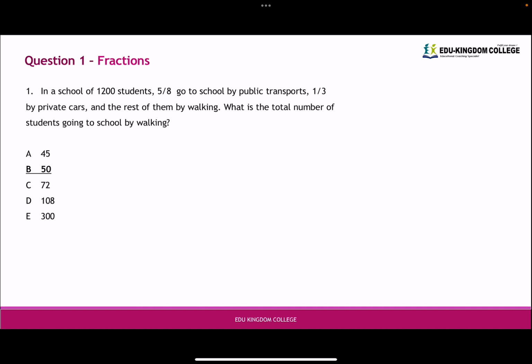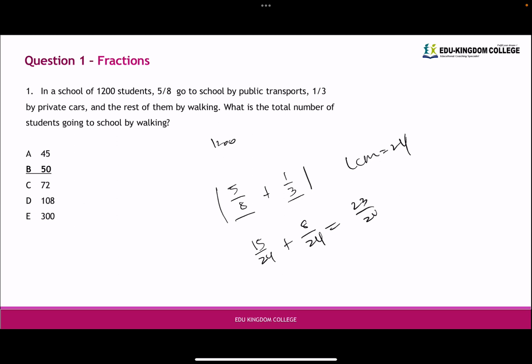Now, the first question we're going to look at is fractions. In a school of 1,200 students, 5 on 8 go by public transport, 1 on 3 go by private cars, the rest walk. So how many don't walk? So 5 on 8, 1 on 3, lowest common multiple is 24. So make each denominator 24. Top and bottom here by 3, so that's going to be 15 over 24. Top and bottom here by 8, so you're going to get 8 on 24. Add them together, 23 on 24. Now, that means 1 on 24 do walk.